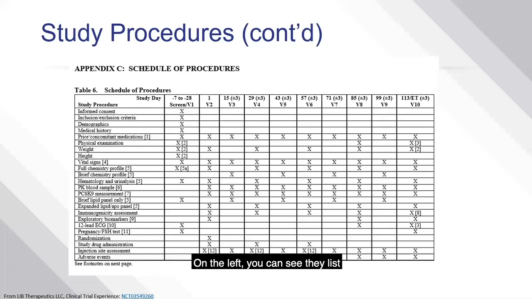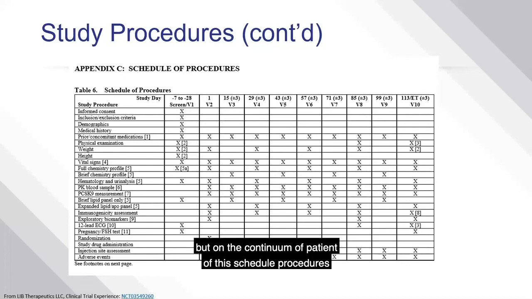On the left, you can see they list all their necessary study procedures. So you have the specific ones to this study, like the PCSK9 measurement, but your more standard ones as well, like adverse events, randomization, informed consent, inclusion and exclusion criteria. I didn't include it, but on the continuation of this schedule of procedures in the protocol, they do provide the footnotes and the definitions for all the abbreviations that are used in this schedule.